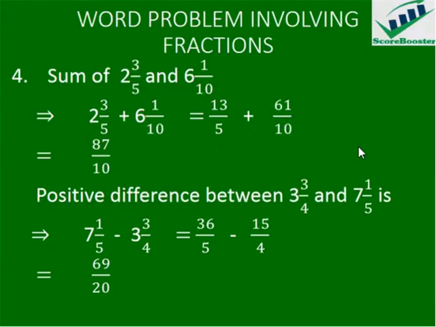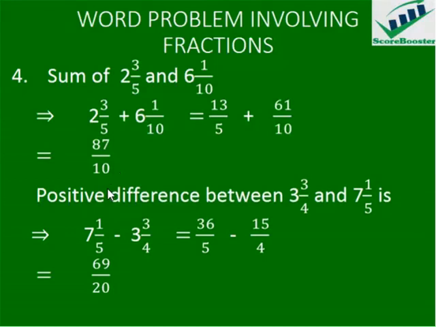5 divided by 10 will be 2. 2 multiplied by 13 is 26. 10 divided by 10, no, the first one is 5. Second one, 10 divided by 10 is 1. 1 multiplied by 61, 61. So we have 26 plus 61. That's what? 87 divided by 10. So that is how this is obtained. If you listen carefully to the first example, you know how I got this 87 over 10.